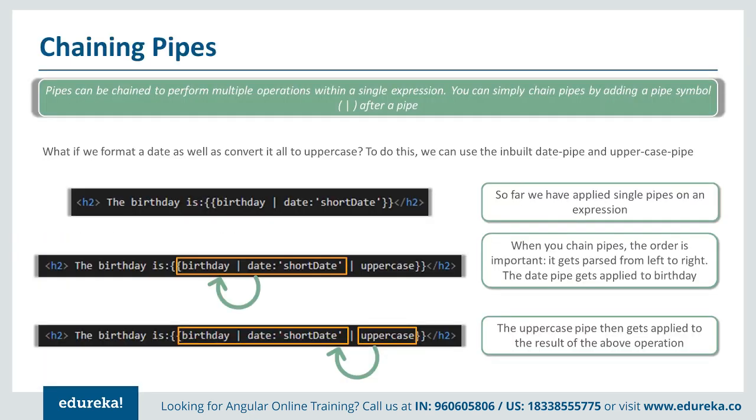That means you can apply multiple filters. What is order? You can see the uppercase pipe then gets applied, then the result of the above operations is applied. So far we have applied single pipes on that. When you chain pipes, the order is important. It gets parsed from left to right, the date pipe gets applied to birthday. So the uppercase pipe then gets applied to the result. First is date, then uppercase. That means order first, second, third. Now go to the next one. So chaining pipe is done.